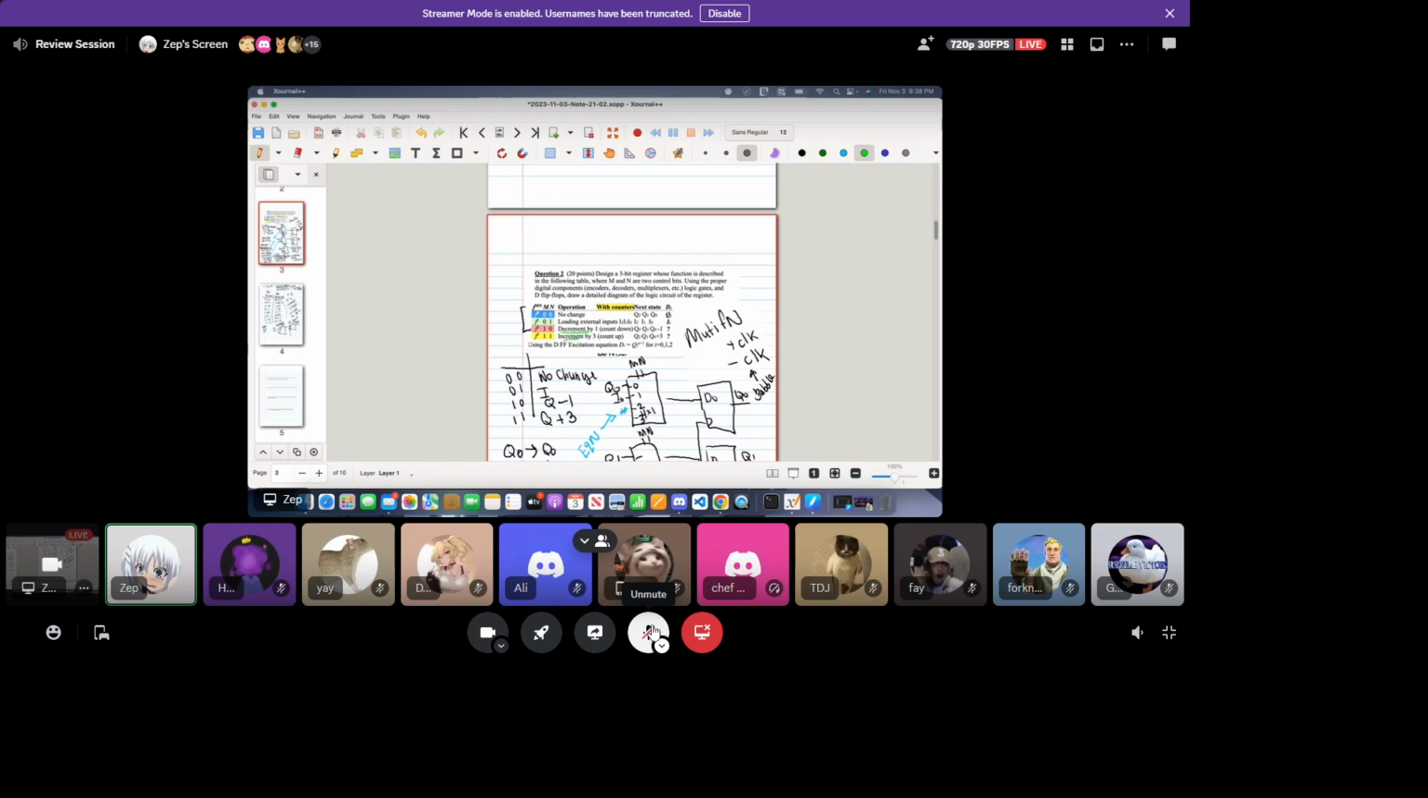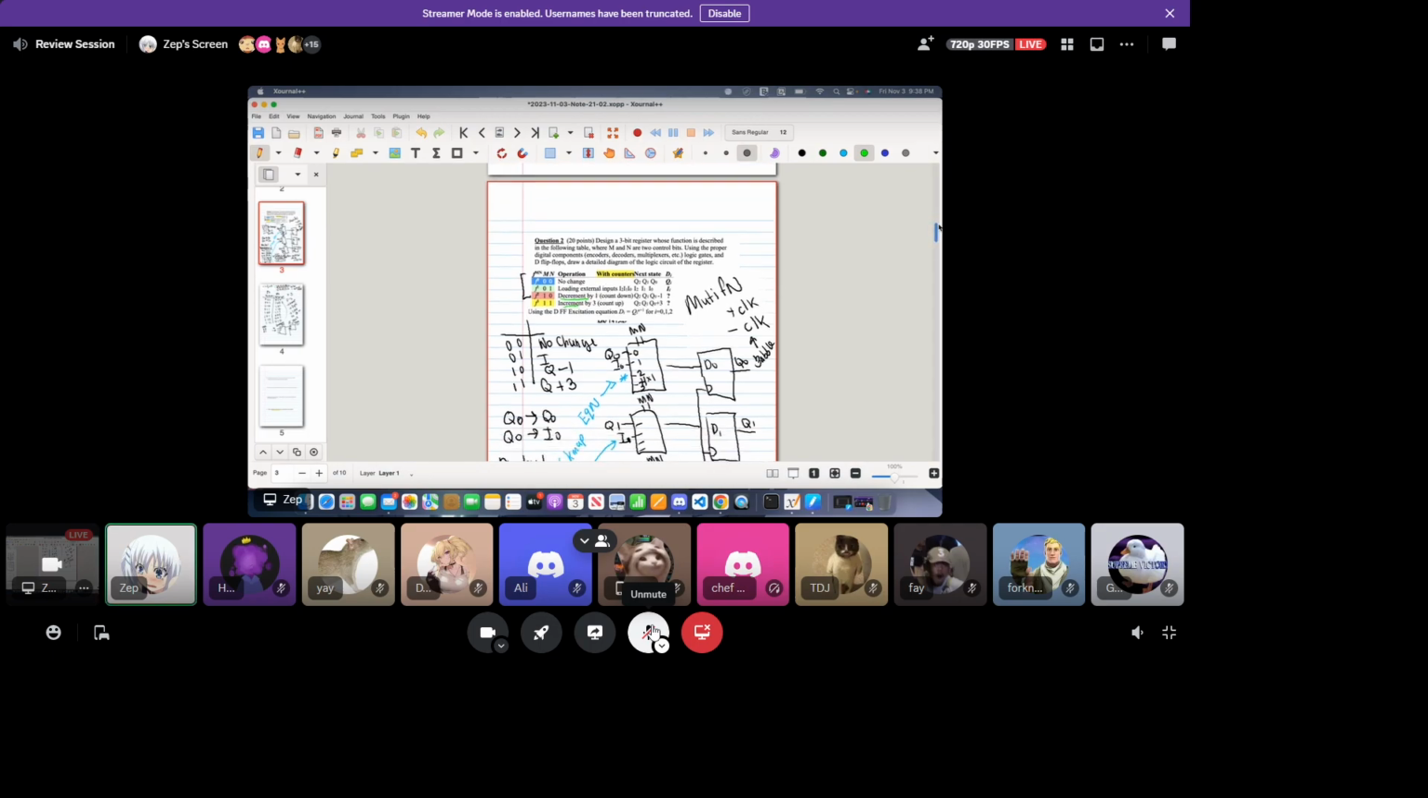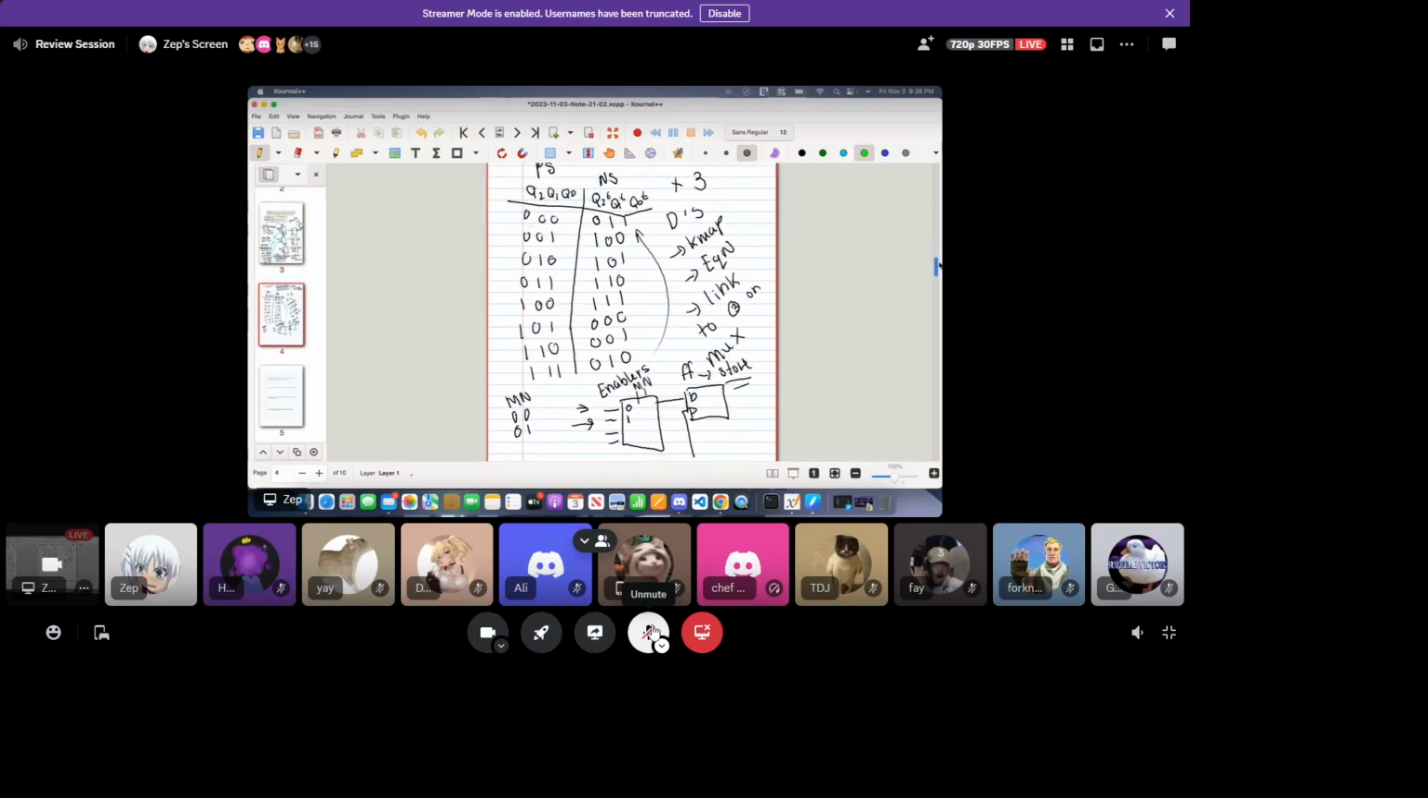So I had to make 2 truth tables because these are multiple functions. Whenever they give you something that's not very apparent, like no change or loading external inputs, just go right to the truth table, save you some time. Perfect.